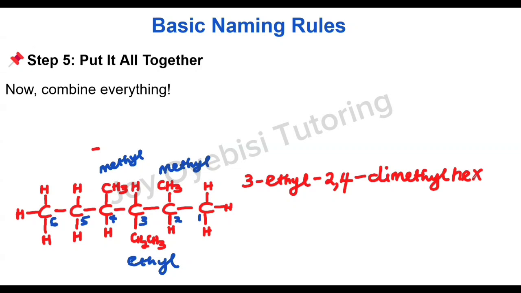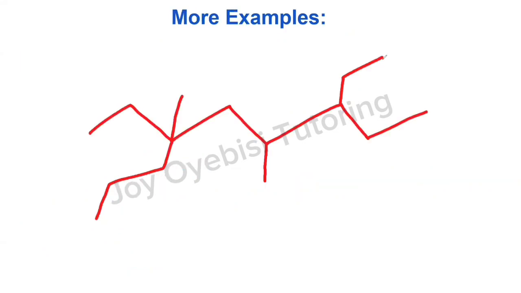Remember I said alkanes are hydrocarbons with single carbon-to-carbon bonds. So this is an alkane. All alkanes will end with ANE. And that is just what you put here. And the name of this compound is 3-ethyl-2,4-dimethylhexane.